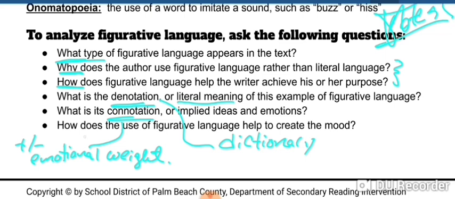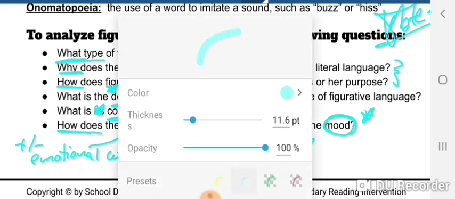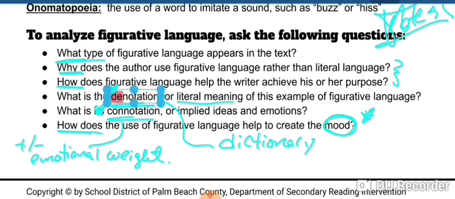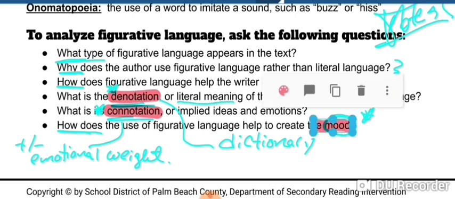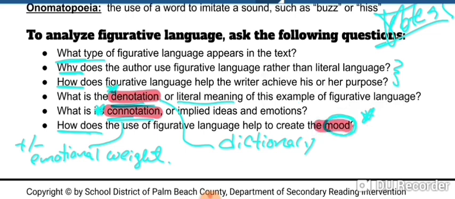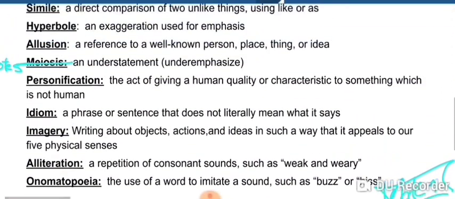And then finally, how does the use of figurative language help to create the mood? We're going to talk, like I said, more about mood here in a second. Okay. So a couple terms that we need to make sure we're understanding. We'll get to mood. We really need to understand denotation and connotation. Okay, let's change the color so that it stands out. All right, so denotation, connotation, mood. These are terms that are going to be important in understanding what we're doing. Okay. Did we get any others?